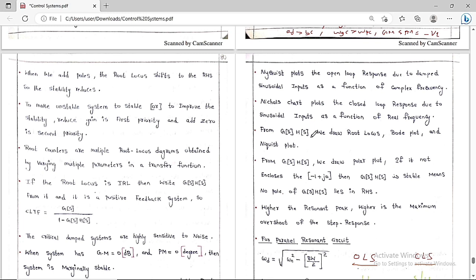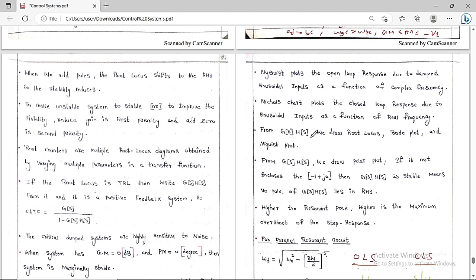So we are going to consider the complex frequency, but there also we are going to do the analysis for the open loop system only. So Nyquist plots the open loop response due to damped sinusoid, which means the oscillations are going to decay. The next point is, Nichols chart plots the closed loop response due to sinusoidal inputs as a function of real frequency.